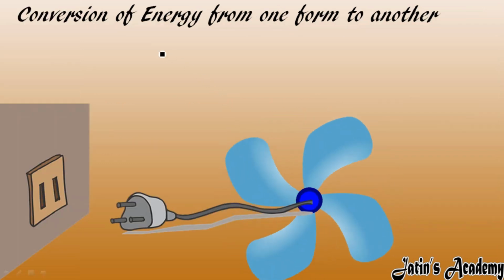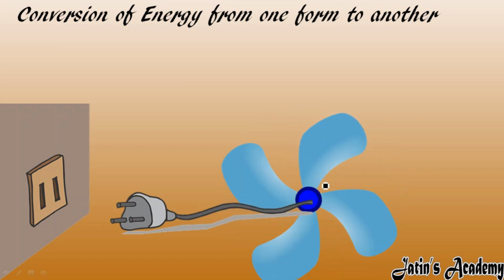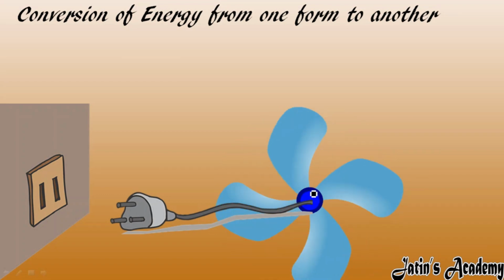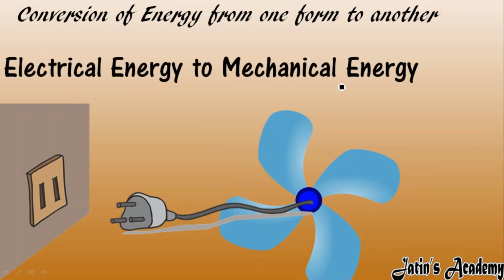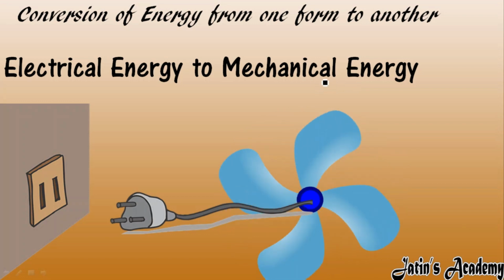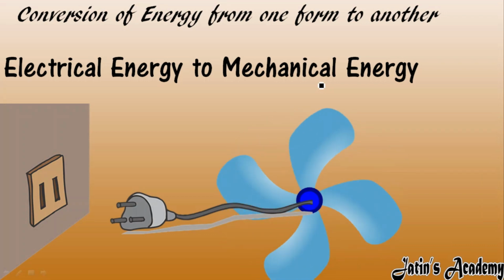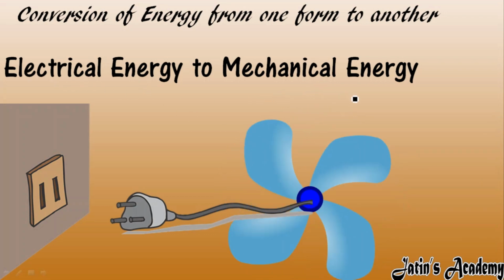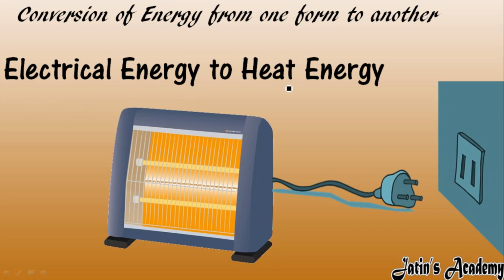Next, we are giving electricity and a fan is rotating. Rotating is also a type of kinetic energy. So here electrical energy is converted into kinetic energy, or you can also write mechanical energy, related to rest or motion. So electrical energy is converted into mechanical energy. Next, we are giving electricity to a heater. Here electrical energy is converted into heat energy.